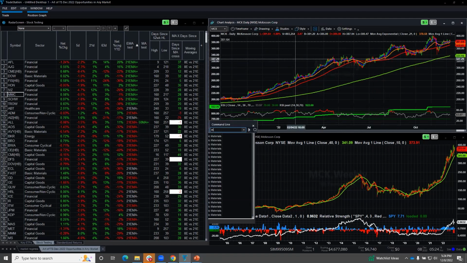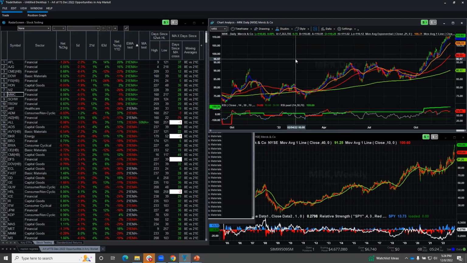The same thing with Merck and a lot of these other big pharma names. I've been talking about them for several months now because they kept popping up. All I do is look at Radar Screen and let it give me the information. So hopefully you guys are able to use some of these tools and get a lot out of this.